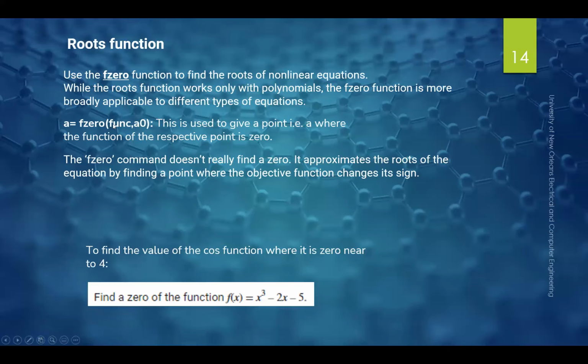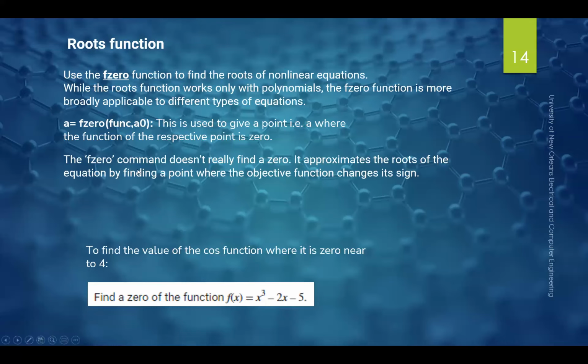In other words, I want to know where this function here crosses the 0 axis. And the way it works is that you give it a guess. Think of a0 as a guess, where you think the 0 is going to be located. You don't have to know it precisely, but it gives the function a starting point, if you will, or where to go to find that 0.